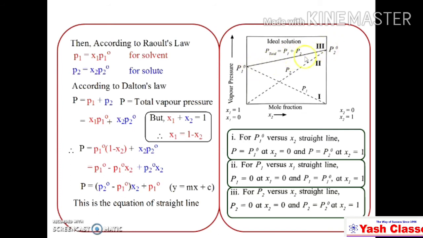Now here in this graph, it is clear that the total pressure is in between the vapor pressure of pure component A1 and the vapor pressure of pure component A2. The total pressure values are in between these two extreme values. This is also very important.